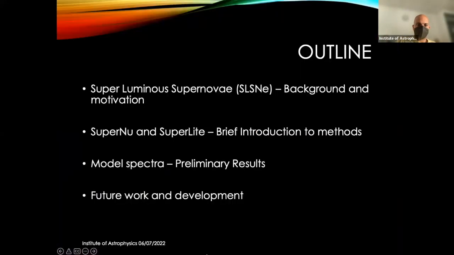Okay. So I'm going to talk briefly about the motivation and the background, why we need SuperLite, and give a brief introduction because it's just a half-hour talk. Then a brief introduction to the methods using SuperNew and SuperLite and what the differences are, why SuperNew is different and SuperLite is necessary. Then I'll show some preliminary results with the model spectra that we produce using SuperLite, and I'll talk about the future work and development that is in process.